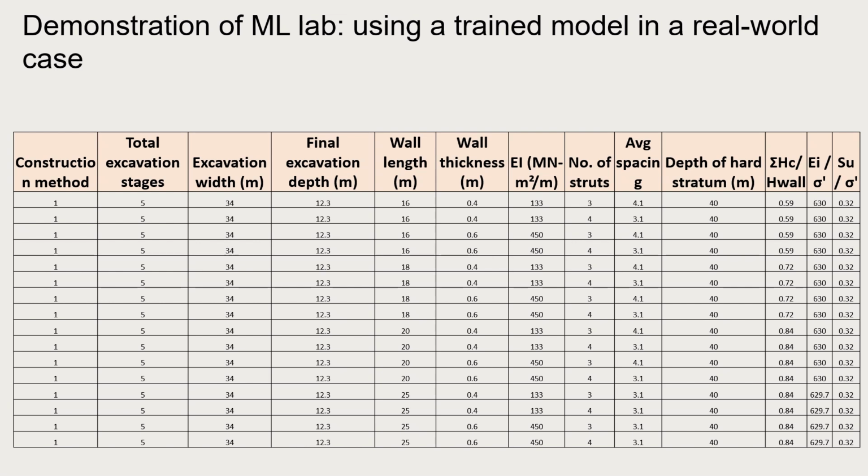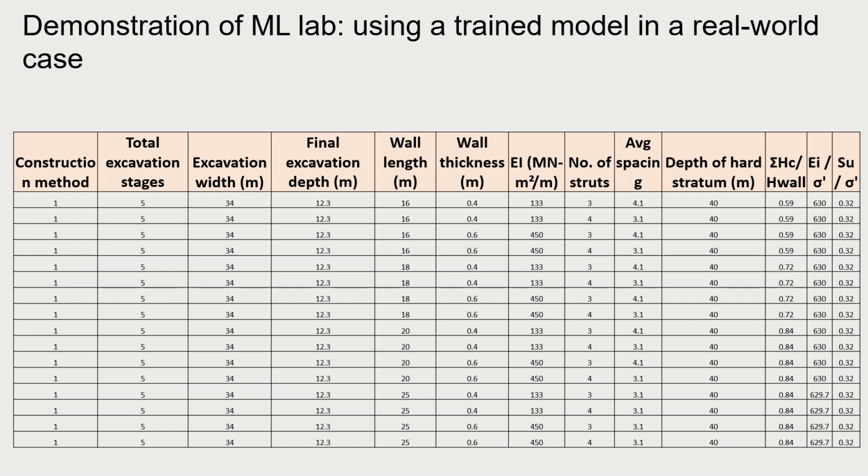You can see that we are beginning with 16, then 18, 20, and 25 meter long walls. Wall thickness, the stiffness of the wall, we are using concrete, so we can get this easily by multiplying the stiffness of concrete by the moment of inertia based on the thickness of the wall. We also have the number of struts and their average spacing, the depth to the hard stratum.